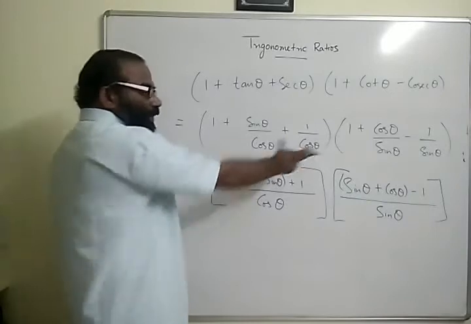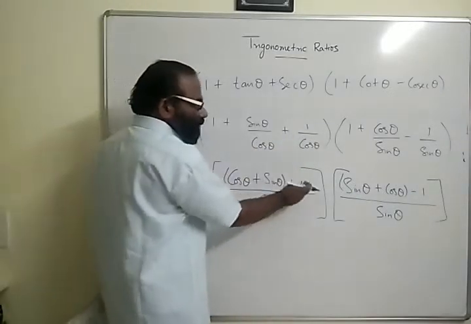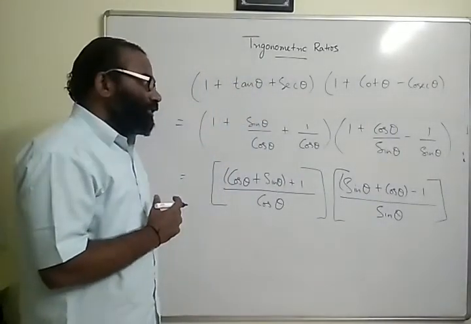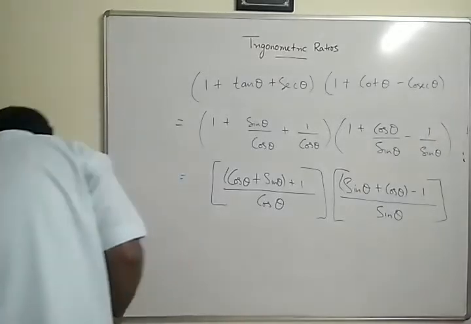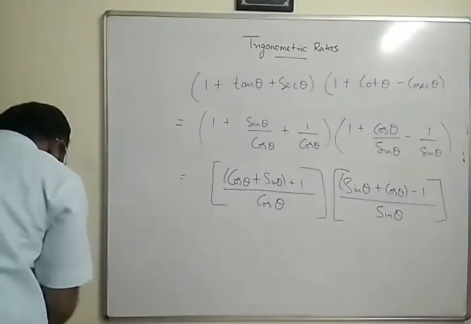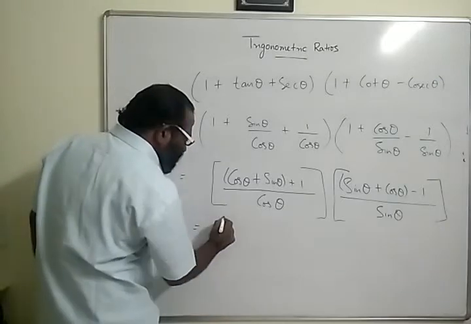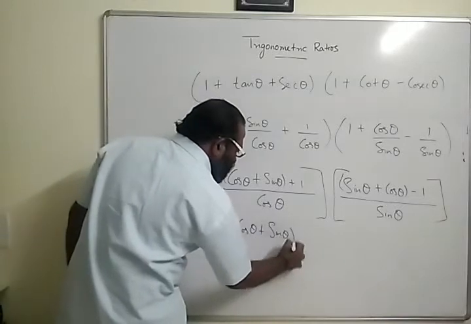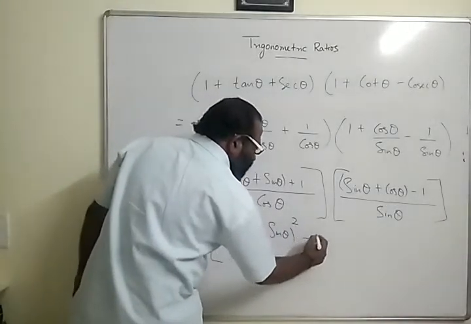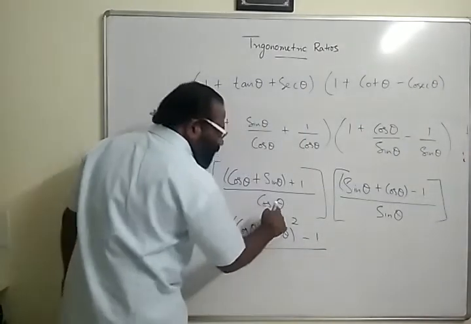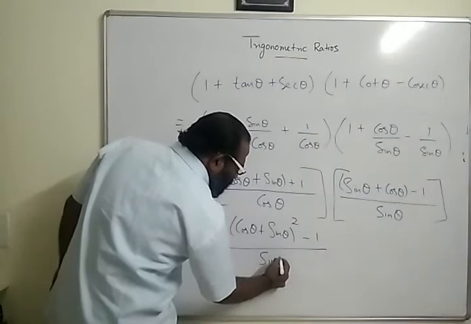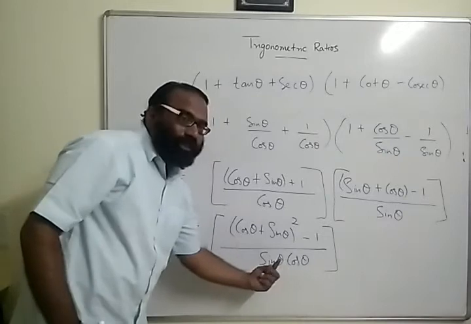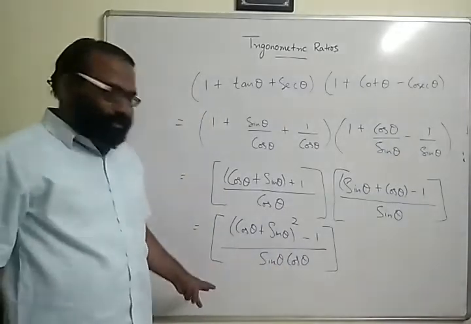So when you see here in the numerators, you will see sine theta plus cos theta plus 1. Here sine theta plus cos theta minus 1. So it is of the form a plus b into a minus b, and a plus b into a minus b is nothing but a squared minus b squared. So I can write this as cos theta plus sine theta whole squared minus 1 by cos theta into sine theta. So let me write it here, sine theta cos theta. Cos theta sine theta or sine theta cos theta, the order in which you write the multiplication does not matter.